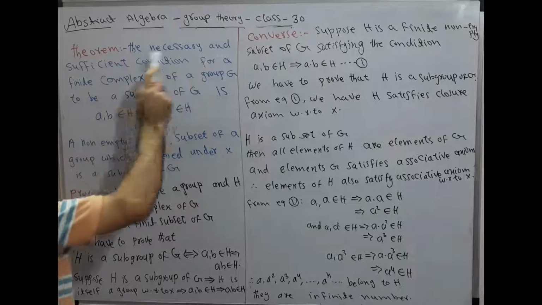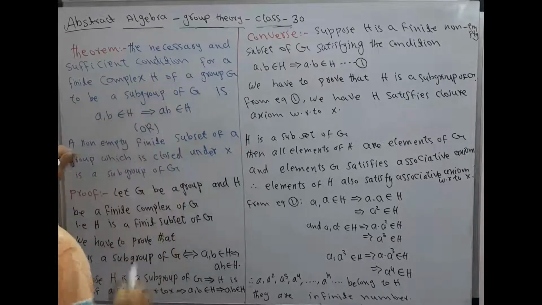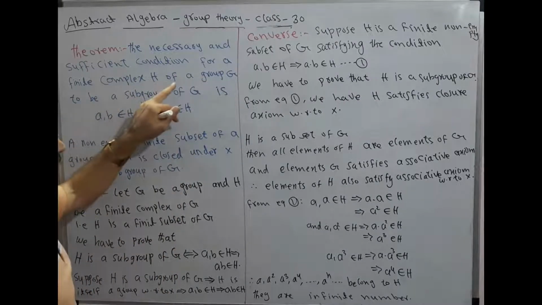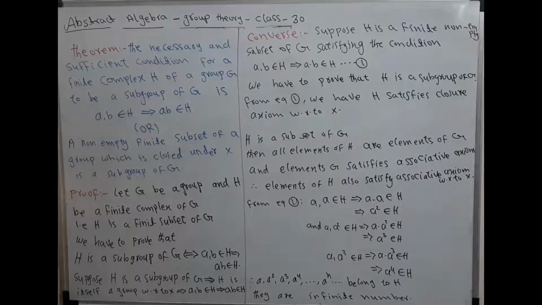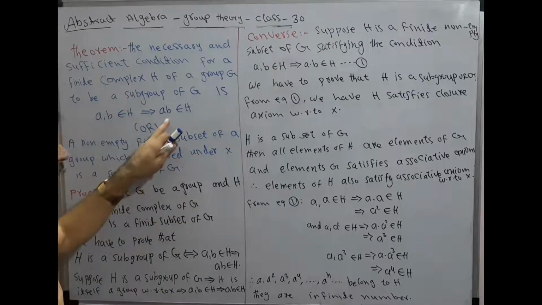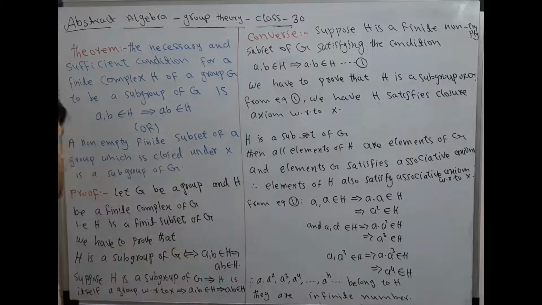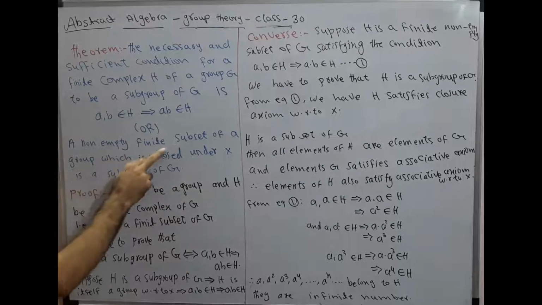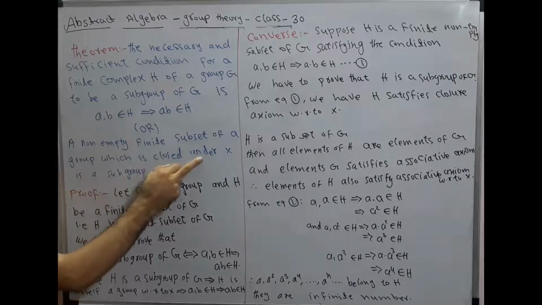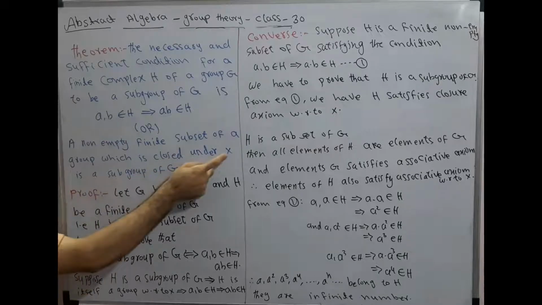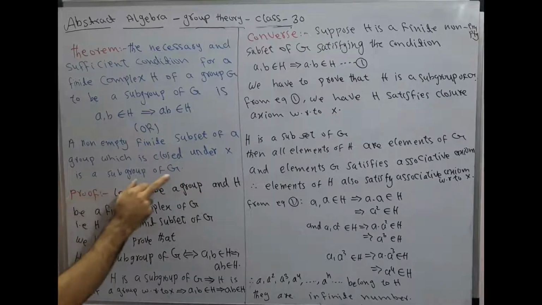The necessary and sufficient condition for a finite complex H of a group G to be a subgroup of G is: a, b belongs to H implies a into b belongs to H. Or, a non-empty finite subset of a group which is closed under multiplication is a subgroup of G.